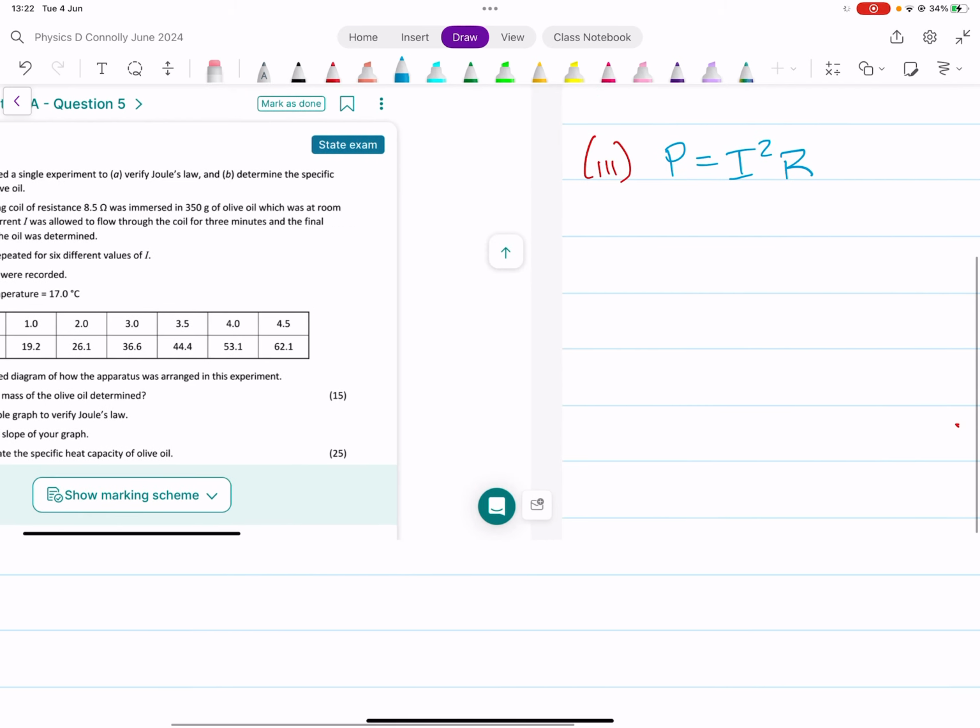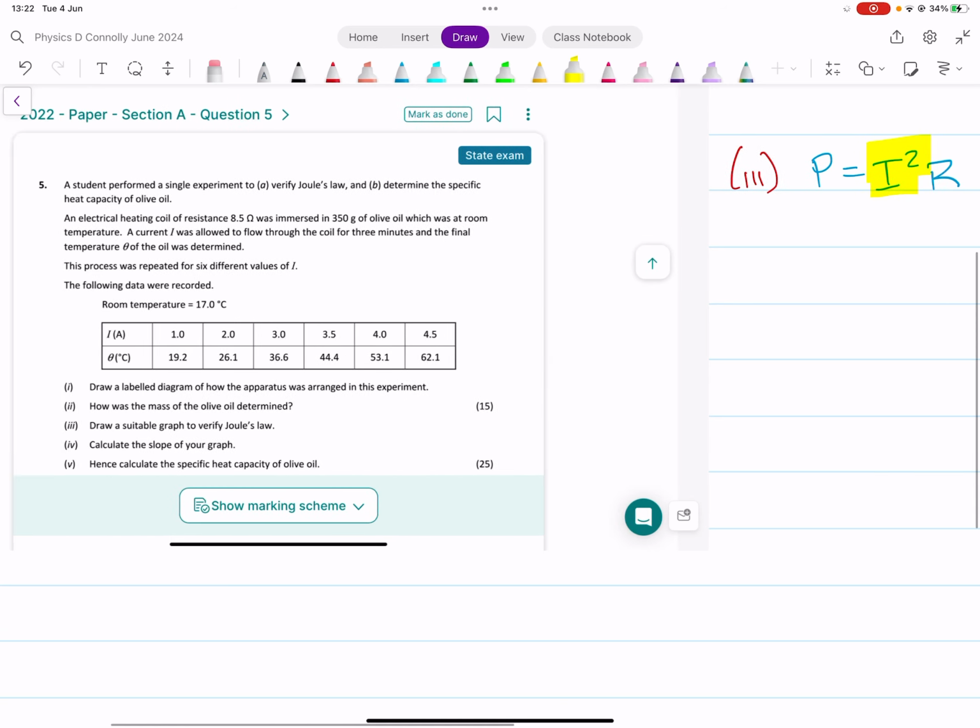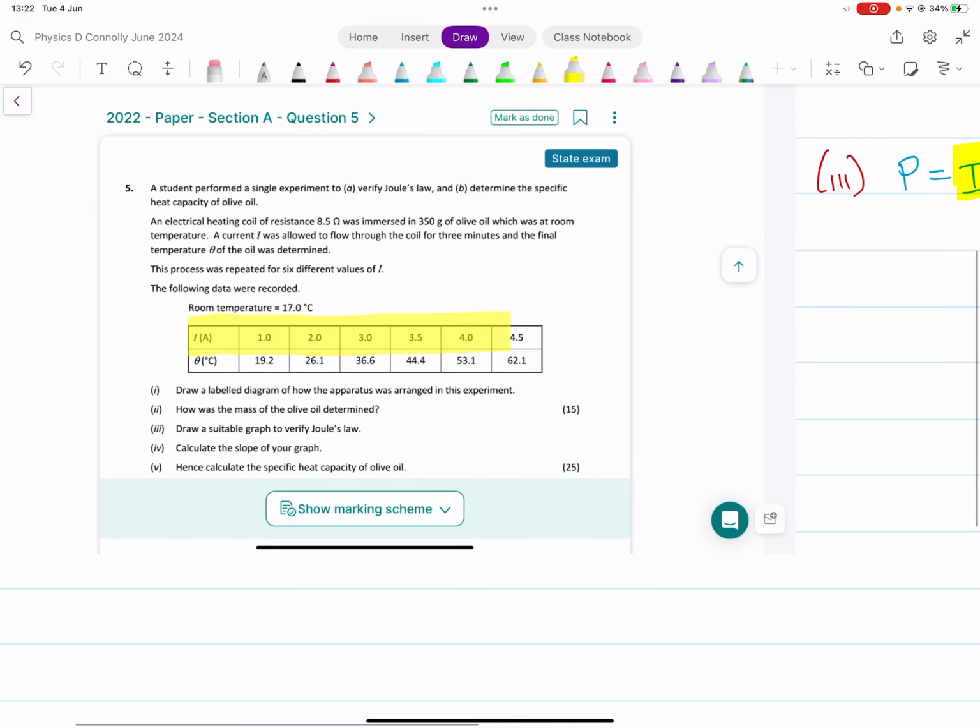Okay, well, before I do anything, it's I squared. So you're going to have to take that line and square everything. Yeah, so you'll have 1 squared for the first one. So this will be 1, 2 squared will be 4, 3 squared will be 9, etc. Can't do 3.5 squared in my head. Yeah? So that's that anyway.